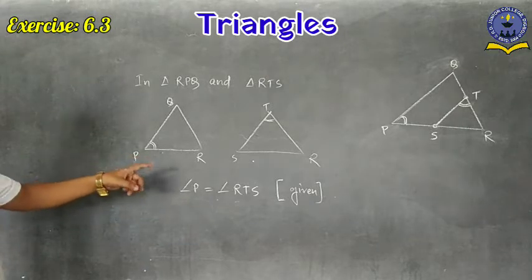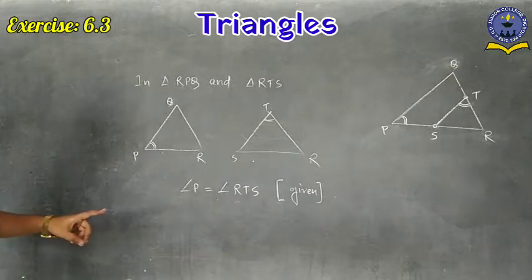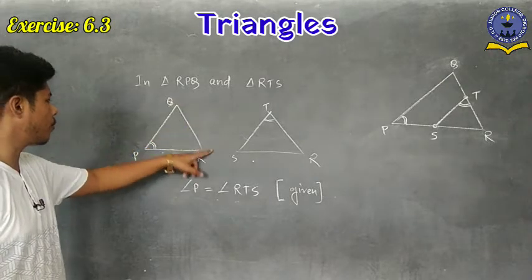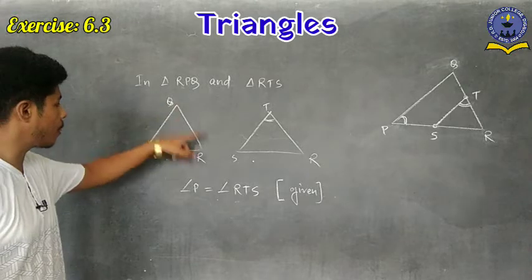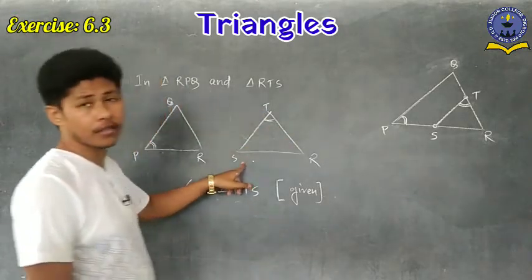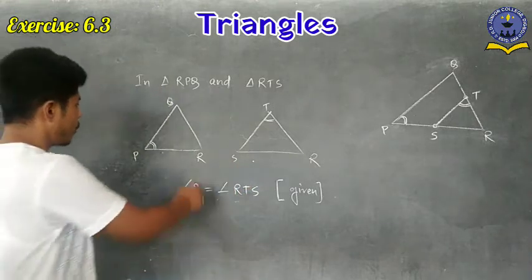Yes, in both cases we get one common angle, and the common angle is which one? PRQ you can write, or QRP also we can write. So QRP is equal to TRS. Why? Because this one is common here, isn't it?